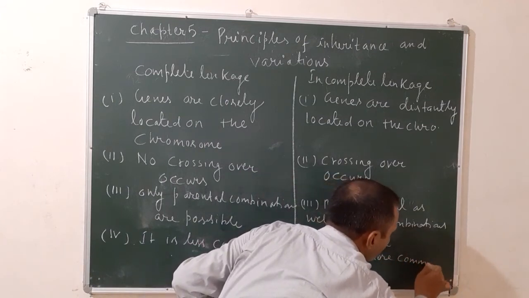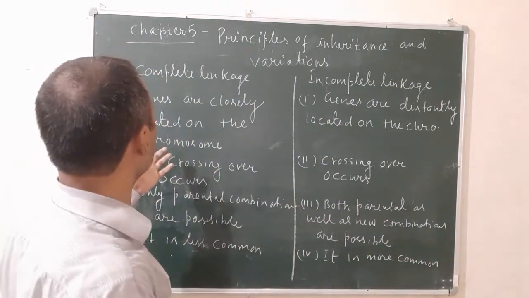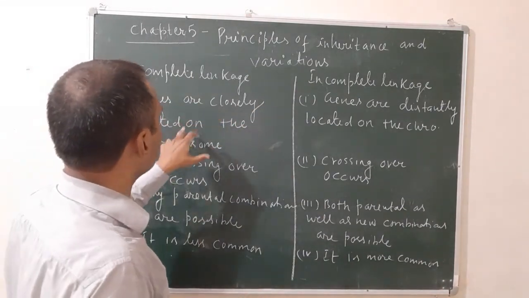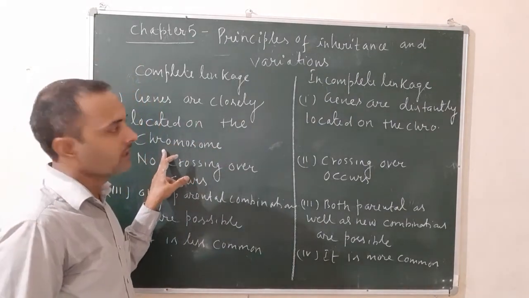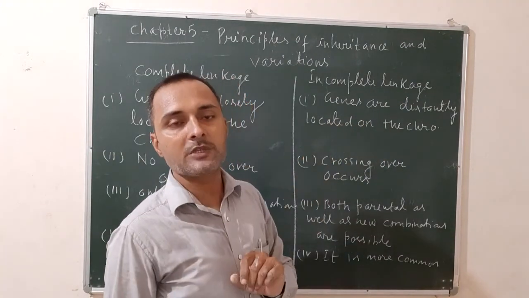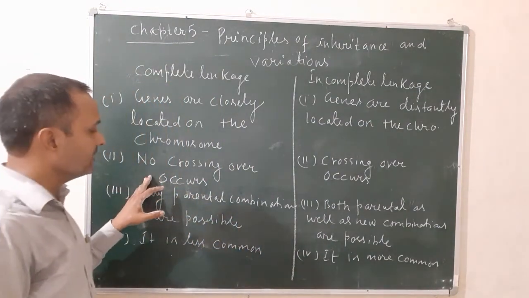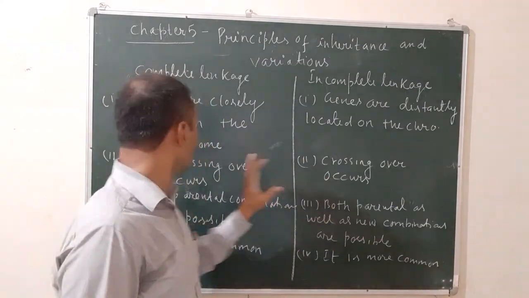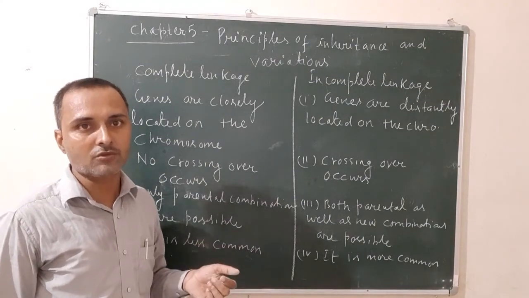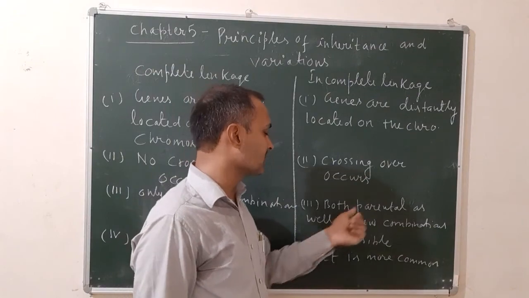So this is all about linkage and various types of linkage. Once again, you can differentiate on the basis of complete and incomplete linkage. First one, distance. In complete linkage, genes are closely located on the chromosome. In incomplete linkage, genes are distantly located, meaning there is a certain distance between the genes that is responsible for crossing over. Second, in complete linkage no crossing over takes place, here crossing over occurs. Third, only parental combinations are possible, because in absence of crossing over only parental combinations are possible. But in incomplete linkage, both parental as well as new combinations are possible.